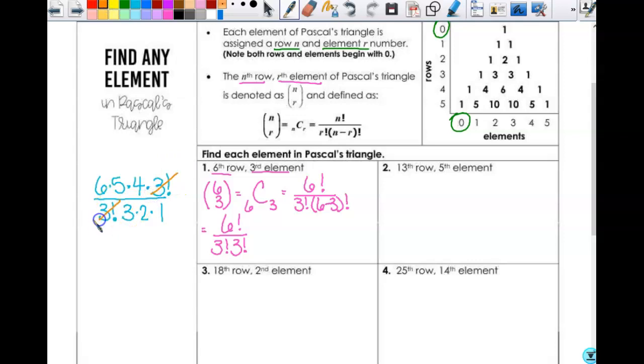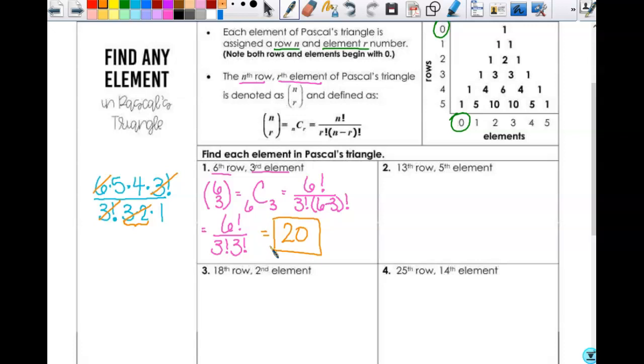So here's what happens when I start reducing. I can cancel those out, and then I know here that 3 times 2 is 6, that cancels out with this. This is just a 1. I have 5 times 4, that's equal to 20. That's how it works by hand for factorials.